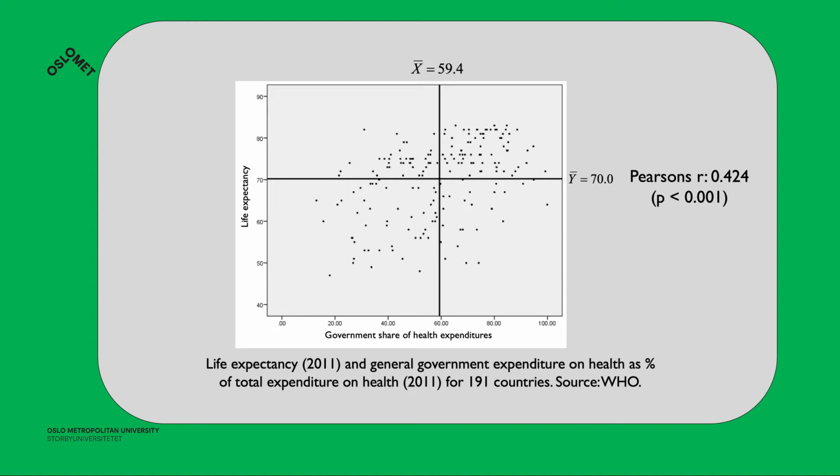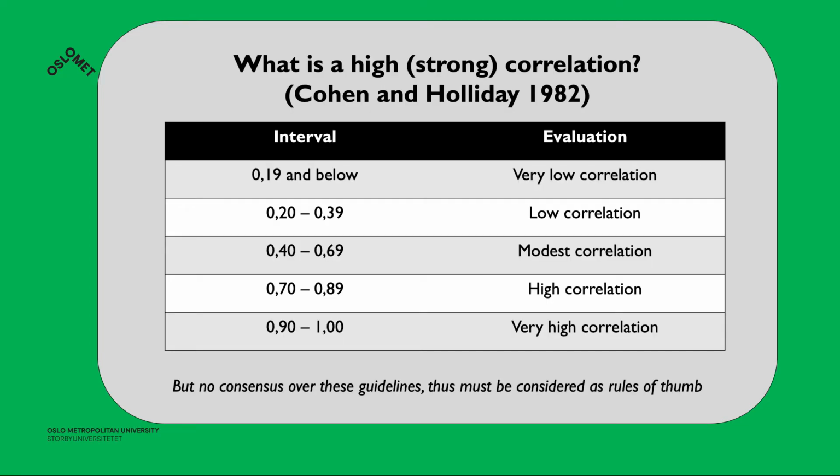But how are we going to interpret these correlation measures? Well, Cohen and Holliday have made some guidelines, but they must be considered as a rule of thumb because there is no consensus about these guidelines. 0.19 and below, they say, is a very low correlation. 0.20 to 0.39 is low correlation. 0.40 to 0.69 is a modest correlation. 0.70 to 0.89 is a high correlation, and 0.90 to 1 is a very high correlation.